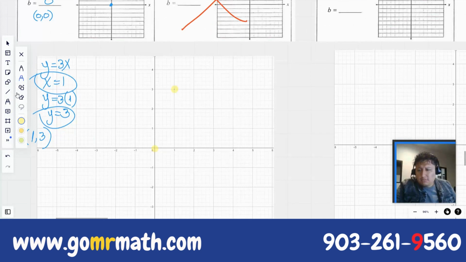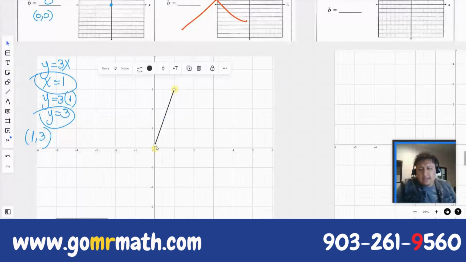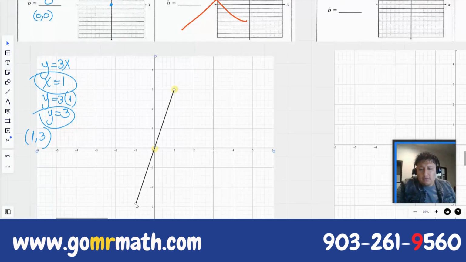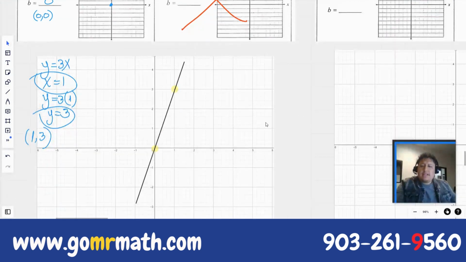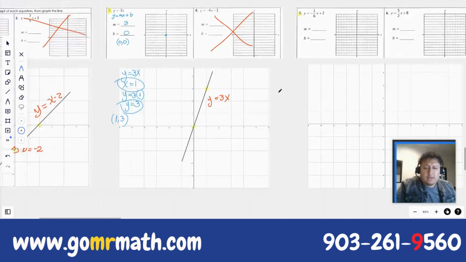Let's put a line. Again, with this line and those 2 points, it doesn't mean that the equation goes only from one point to another. It passes through those points. And this is the representation of the equation of the line y equals 3x. Okay, let's continue.